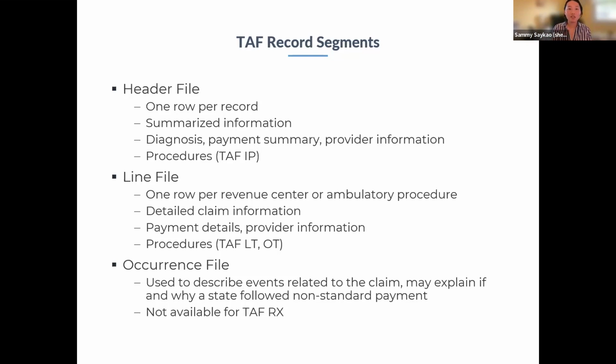And then last but not least, there's the occurrence file. This file describes events related to a claim, so it can actually explain if there is non-standard payment, why there is that non-standard payment. The only thing about this file is that it's not available for the pharmacy file.